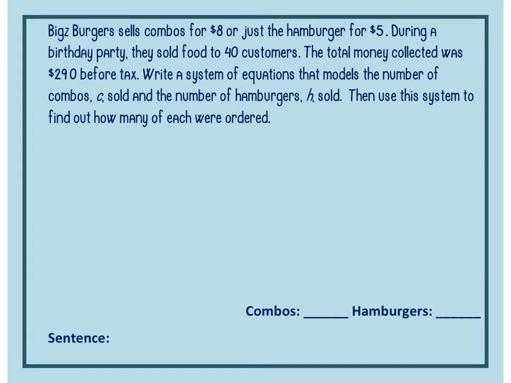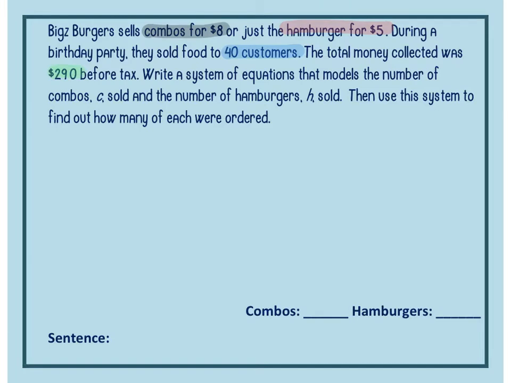So we're going to start off by highlighting important information. Combos are $8. Hamburgers are $5. They sold food to 40 customers. Total money collected was $290. So all of that is enough information to write two equations.